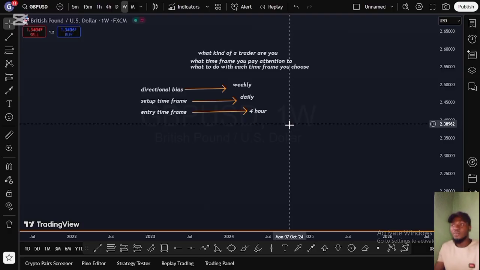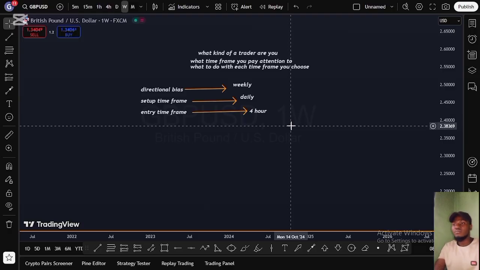So you get the point now. This is all you need for understanding time frames. So what you are looking for every time you come: what is your directional bias? What's the setup like? And what's your entry criteria like? Simple. And you come and you rinse and you repeat. That's all about time frame analysis.